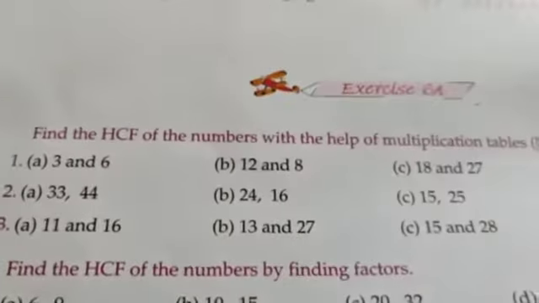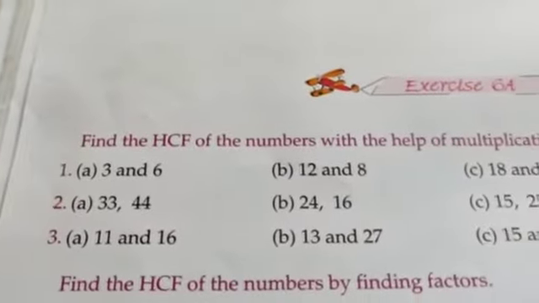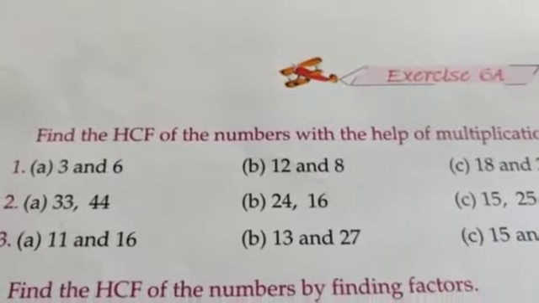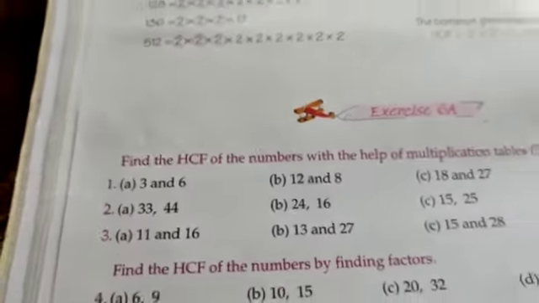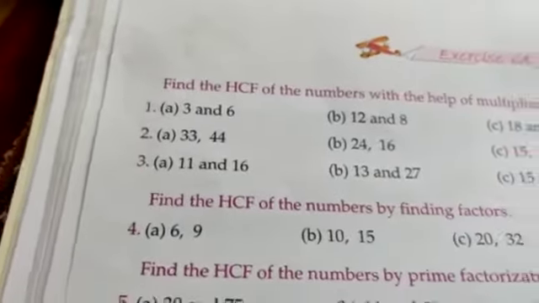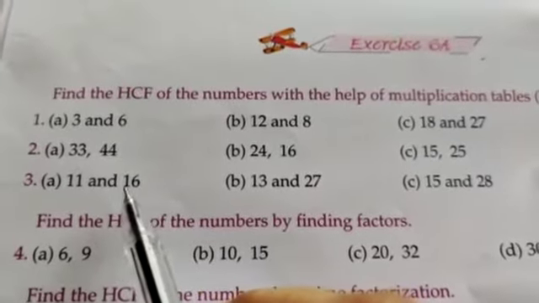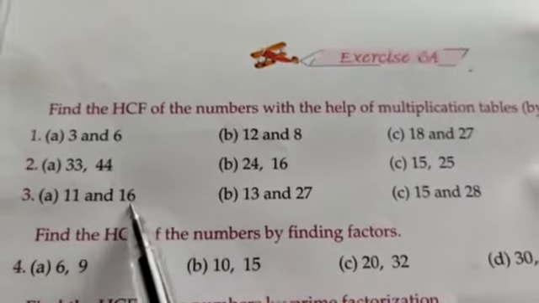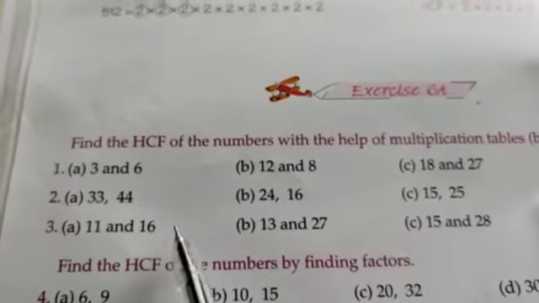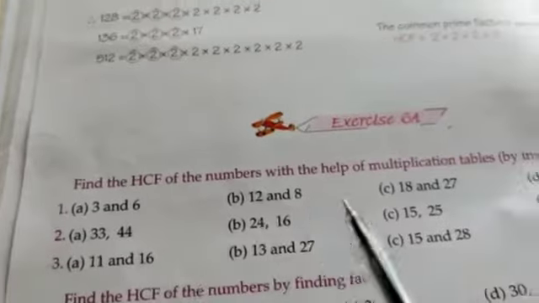Dear students, I hope that first question you must have understood. A few students asked me to explain what co-prime numbers are. So co-prime numbers are those numbers which have only one common factor, like 11 and 16. They are not divisible by any other common number except 1. So that is why they are called co-prime numbers.